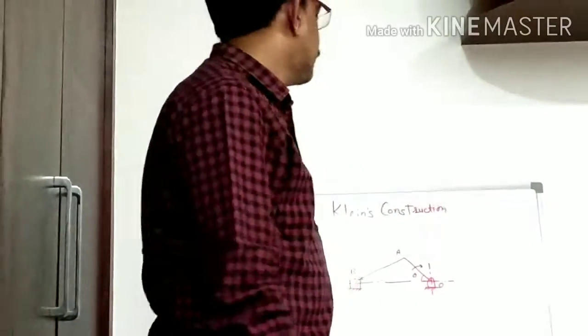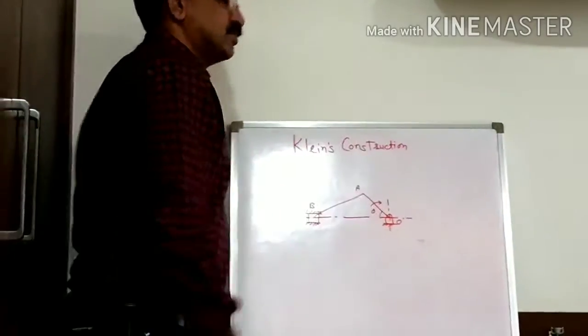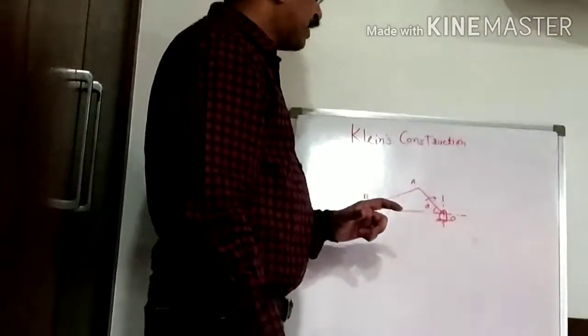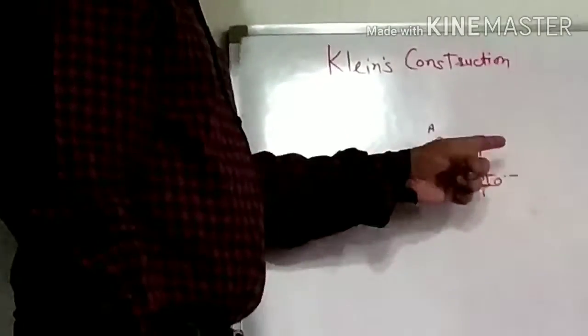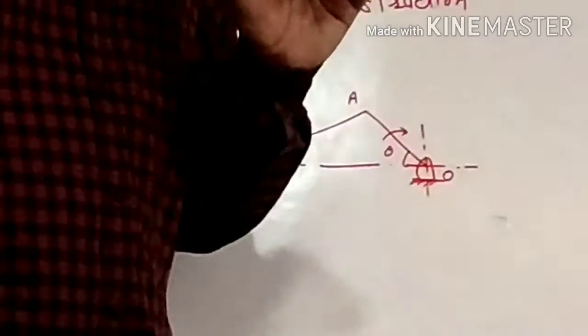So now today we'll see the last part of this chapter, that is plane's construction. Plane's construction is a method which is used to find out or determine the velocity and acceleration of reciprocating parts of the mechanism. This method is applicable only to the slider crank mechanism.